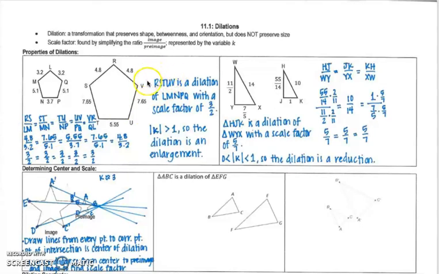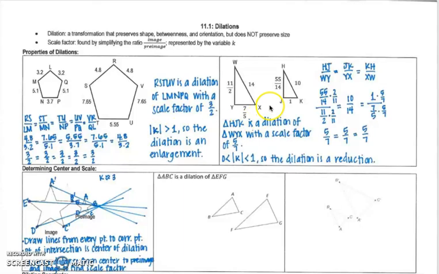What that tells me is that RSTUV is a dilation of LMNPQ, and my scale factor, or K value, is 3 over 2. Because the absolute value of K is greater than 1, the dilation is an enlargement. It is possible to have a negative dilation, it just reflects the figure, so that's why it's important to identify the absolute value of K.